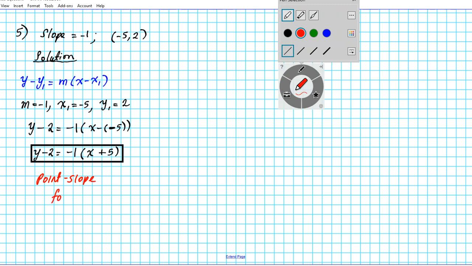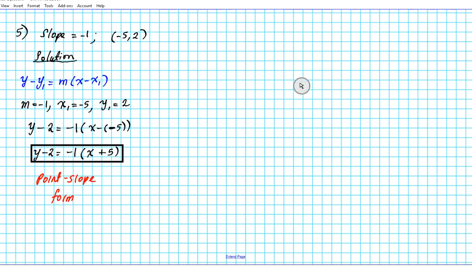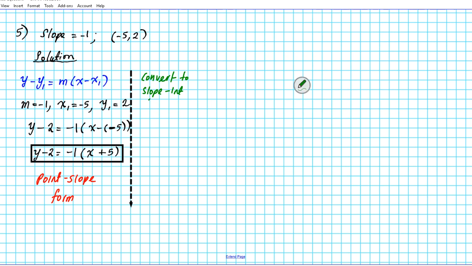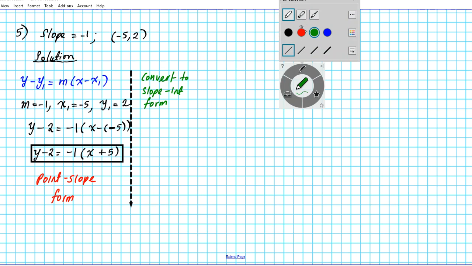Okay, now we are going to proceed to write the same line in slope-intercept form. So let's write down what we're about to do. We're about to convert to slope-intercept form. How do we do that? Well, we already know what the drill is. You simplify and isolate y. Okay, so we'll start with where we stopped, which is y minus 2 equals negative 1 times x plus 5.